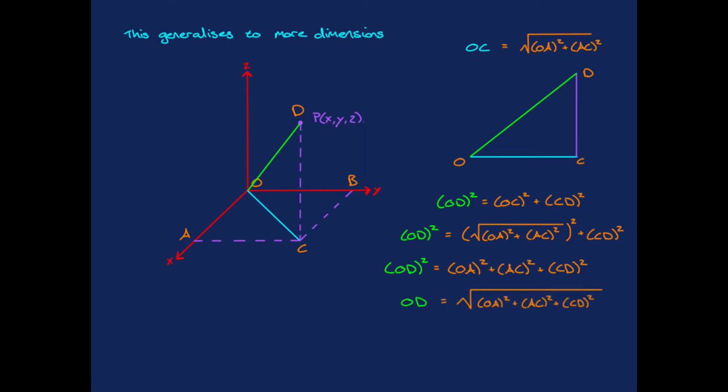Taking the square root of both sides, we get the result OD is equal to the square root of the sum of the squares of all of the individual lengths. OA is the x value, OB is the y value, and CD is the z value. This process generalizes for as many dimensions as we want to use, with the final length simply being the square root of the sum of all of the squared values.